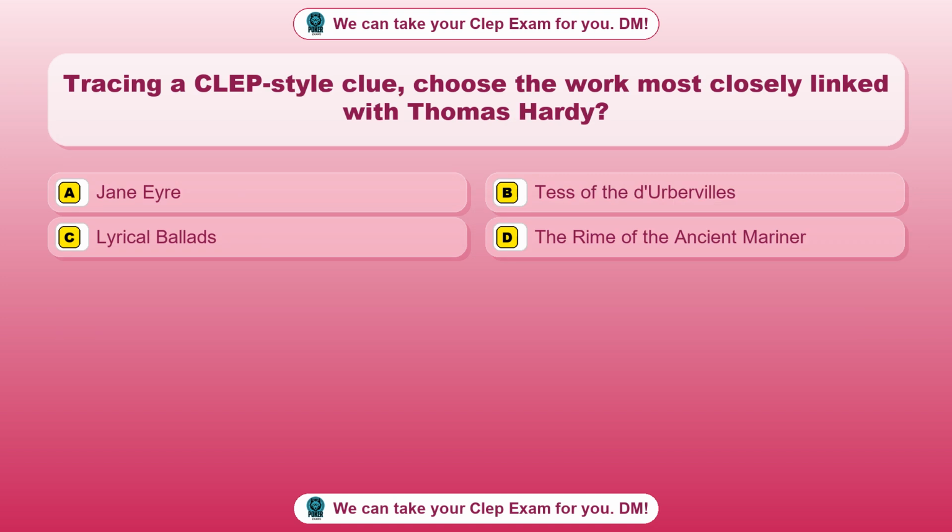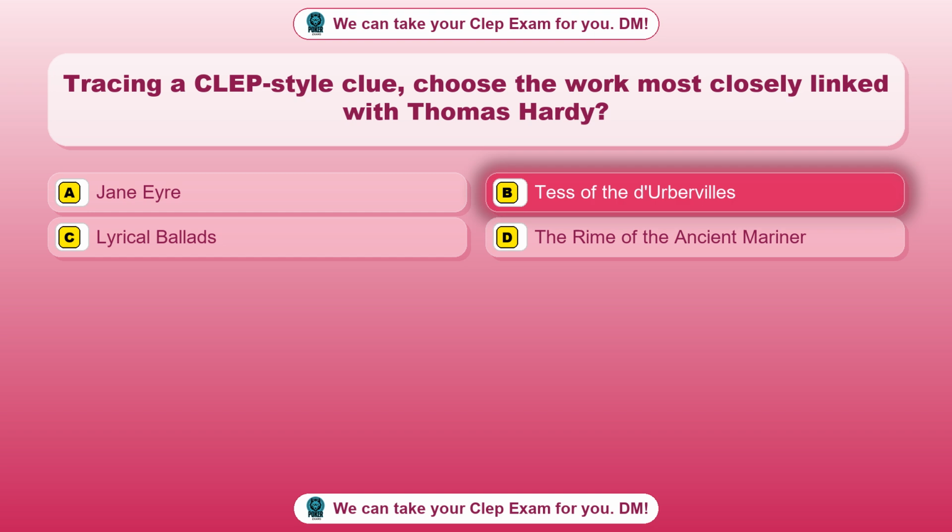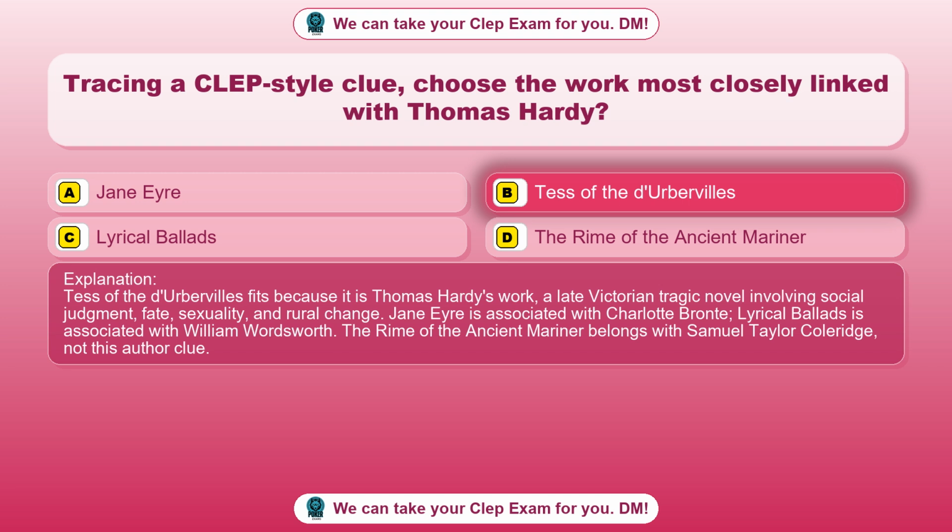Question 59. Tracing a CLEP-style clue, choose the work most closely linked with Thomas Hardy. Option A. Jane Eyre. Option B. Tess of the D'Urbervilles. Option C. Lyrical Ballads. Option D. The Rime of the Ancient Mariner. The correct answer is option B. Tess of the D'Urbervilles. Tess of the D'Urbervilles fits because it is Thomas Hardy's work, a late Victorian tragic novel involving social judgment, fate, sexuality, and rural change.